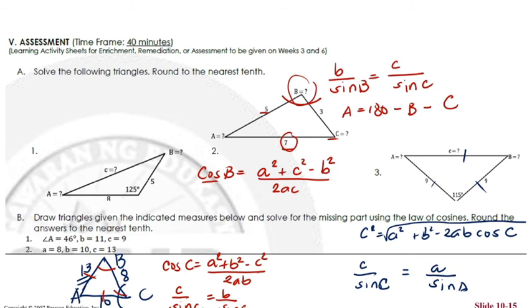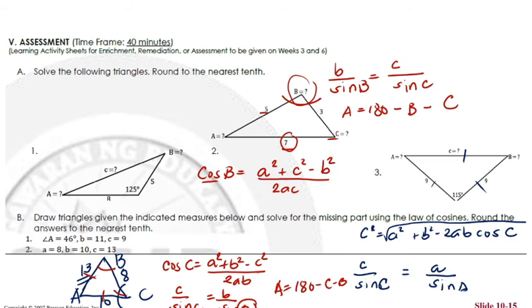To compute for your angle B, cross multiply again, then take the inverse of sine. Then to find your last angle, which is A, simply subtract from 180 the C and B that we computed. So that's how you're going to answer the rest.